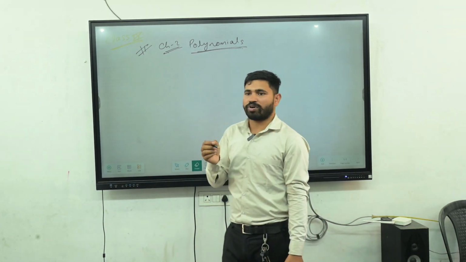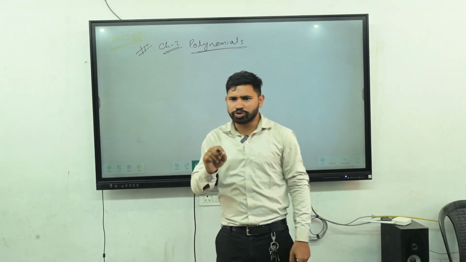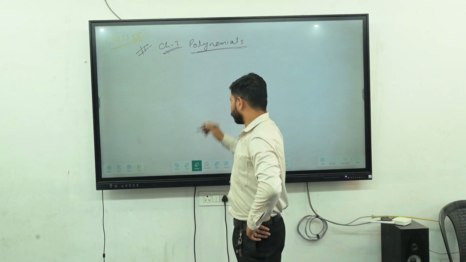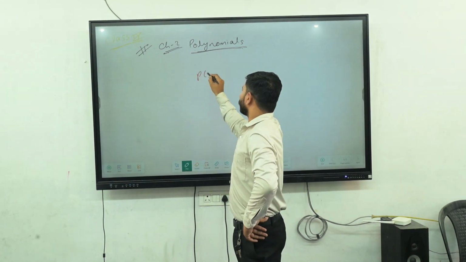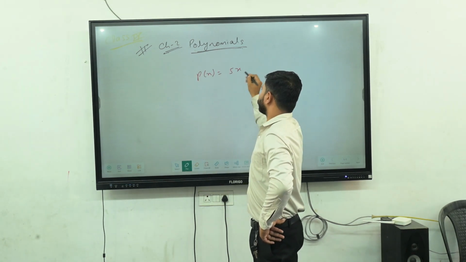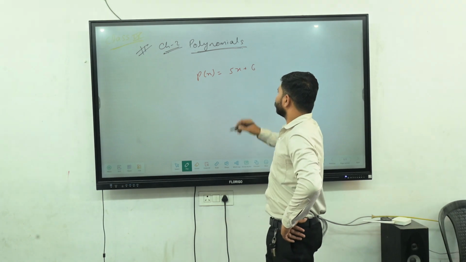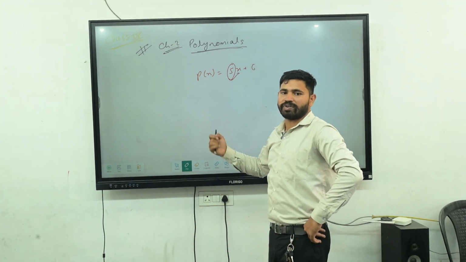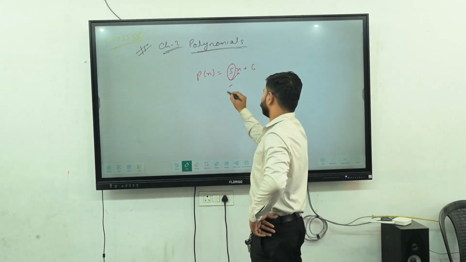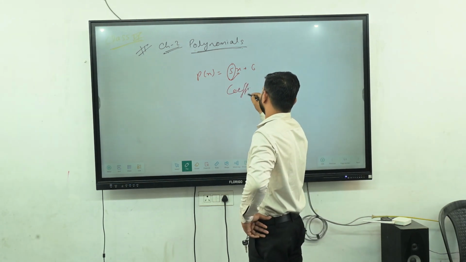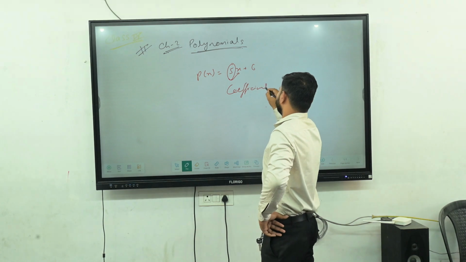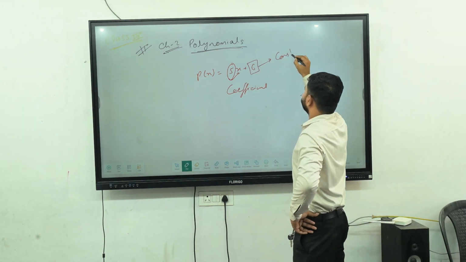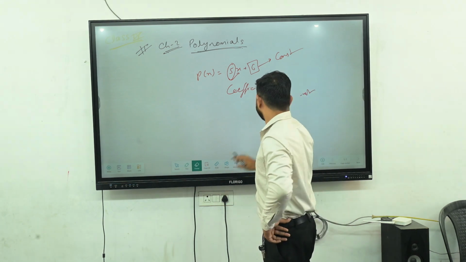The constant term or the numbers that we use to product in the form of polynomial, like see, if there is p(x) = 5x + 6, then this 5 which is multiplied with x is called coefficient. And this one is called constant term.